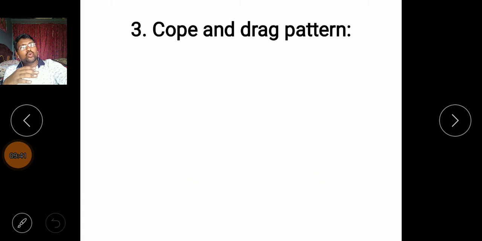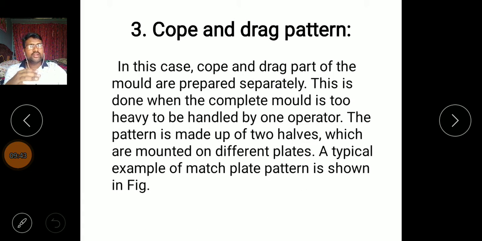Next, cope and drag pattern. In this case, the cope and drag parts of the mold are prepared separately. This is done when a complete mold is too heavy to be handled by one operator. In some cases, the part to be manufactured is very tall. For that case, we have to prepare the drag and cope pattern separately. For that case, we use this type of pattern.